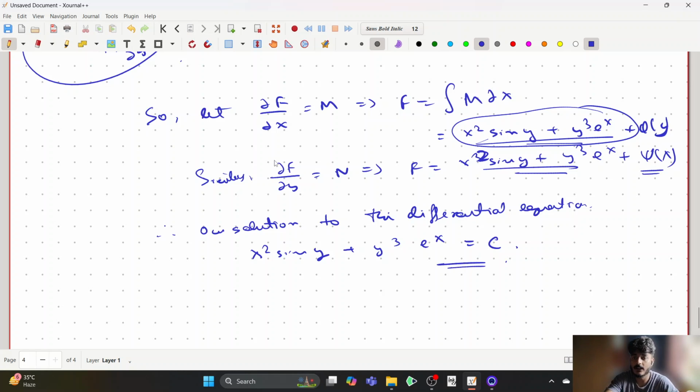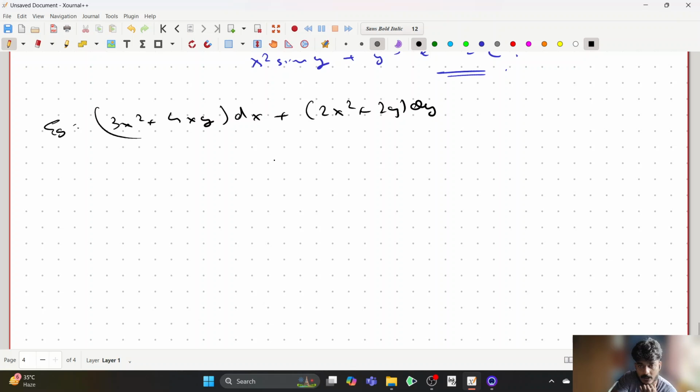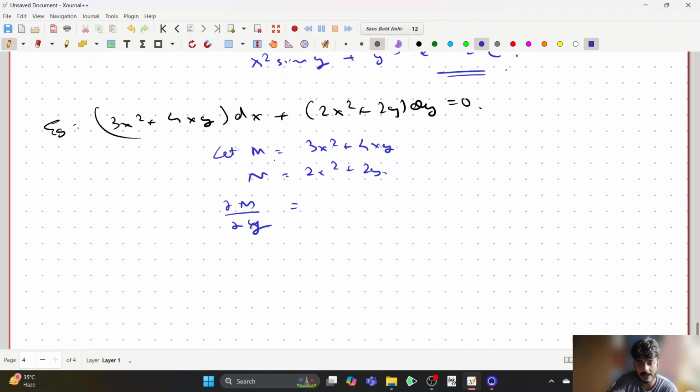Fine. Let us do another example. Example: 3x square plus 4xy dx plus 2x square plus 2y dy equals 0. Right. So let m be 3x square plus 4xy, and n be 2x square plus 2y. Then del m by del y is equal to 4x, and del n by del x is also equal to 4x. Therefore, this is exact, right?